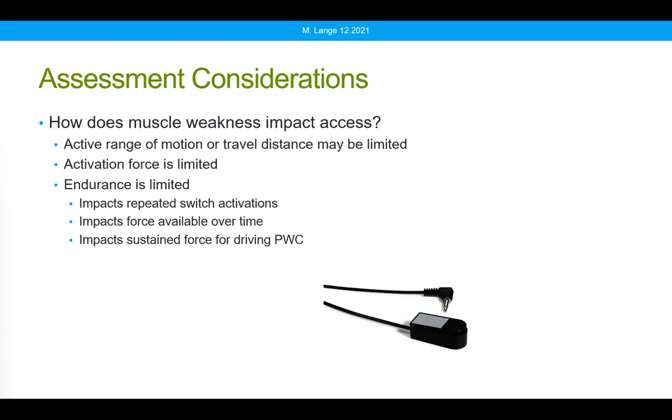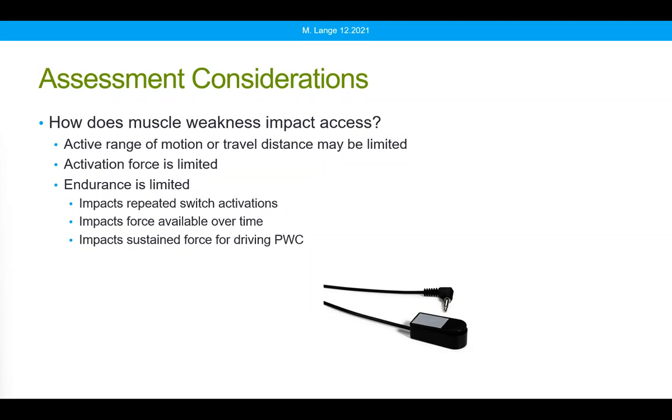So just how does muscle weakness impact someone's ability to access their technology? Well, active range of motion, my ability to reach out, is going to be limited. The distance I can reach may be limited as well. That means we need to bring something in closer to a client to accommodate that in most cases. Activation force probably will be limited as well. So we have to look for a switch that requires less force or perhaps no force, and that includes our electronic switches.